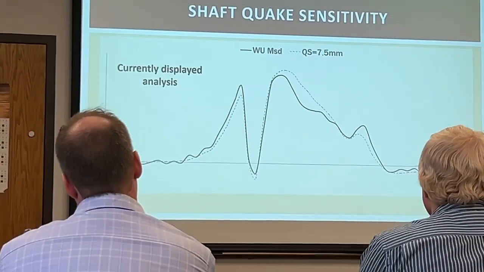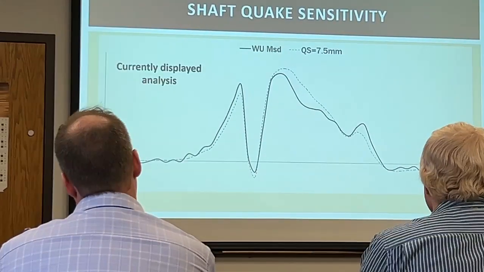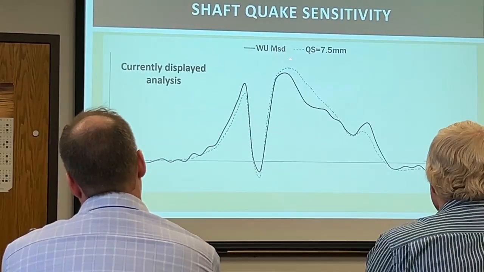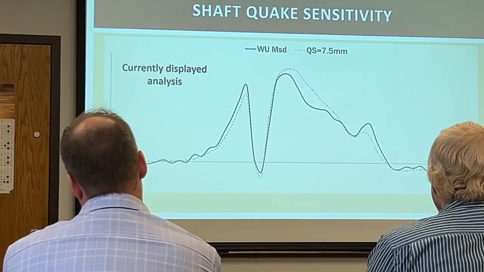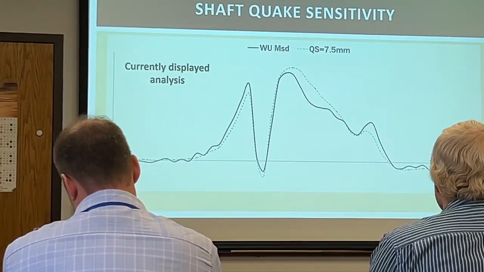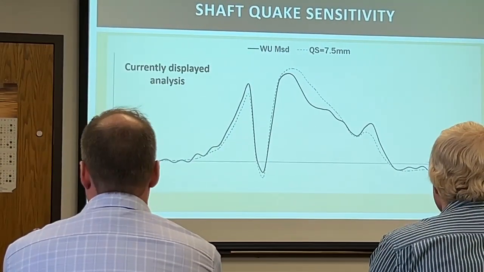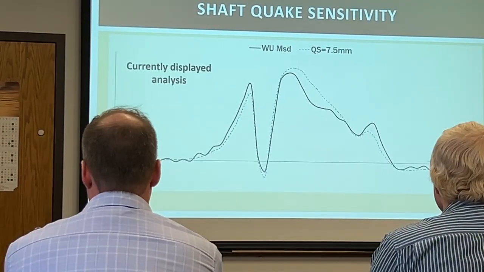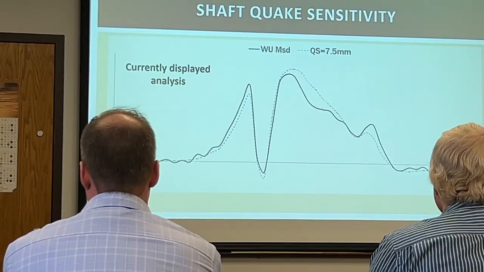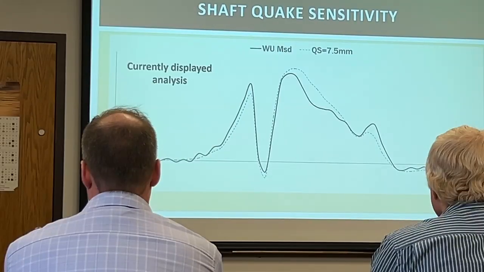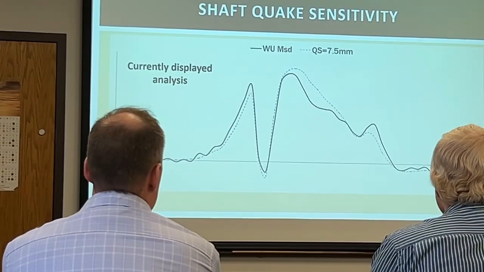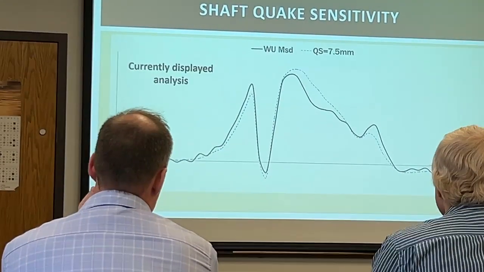If we think about quakes, or shaft quakes, this is a large shaft quake. 7.5 millimeters is 0.3 inches. Travis in wave equation said we're usually using something more like 0.1. And that kind of goes to what we saw in the lab today with direct shears.